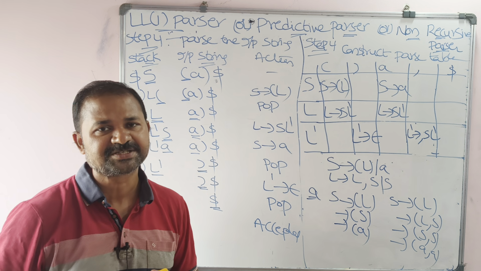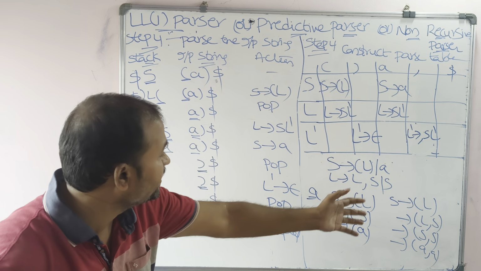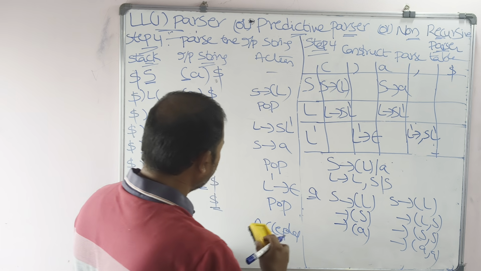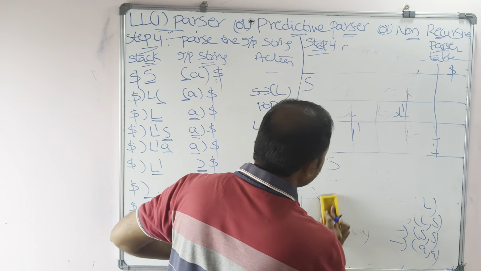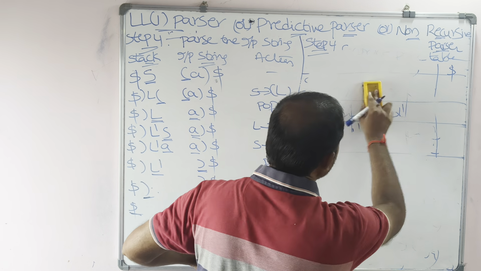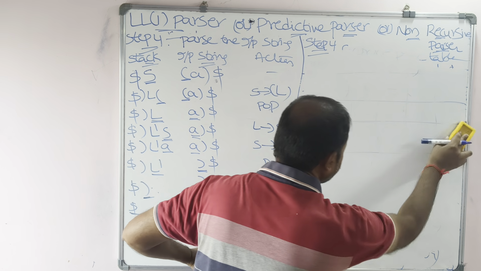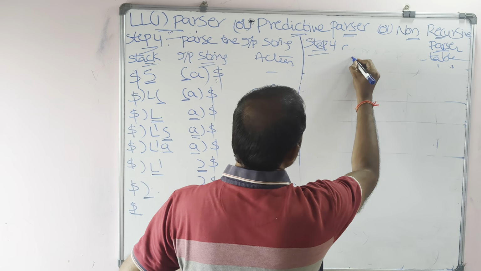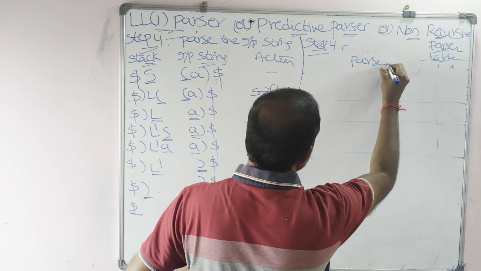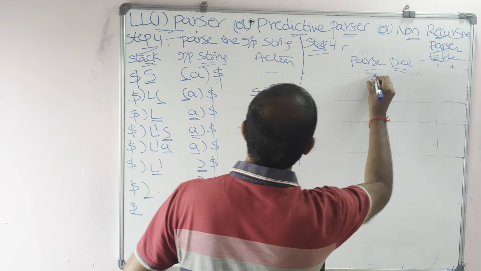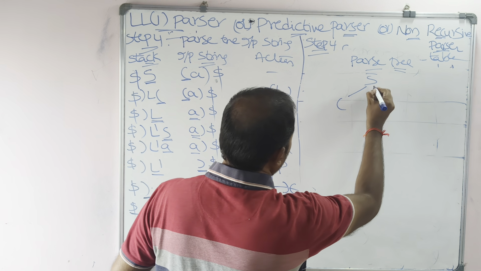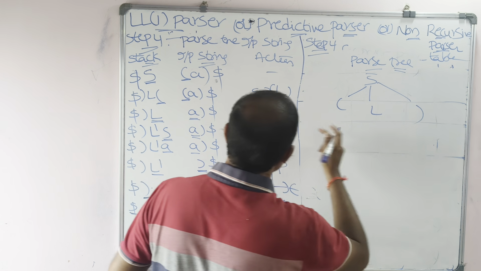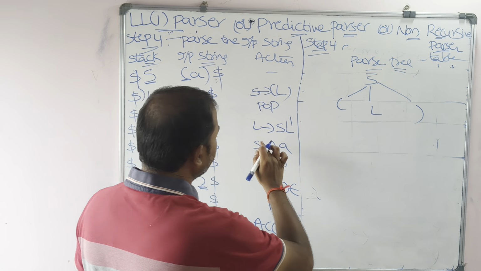Now we have to construct the parse tree based on these actions. Let us construct the parse tree. The parse table is not needed now, these actions are needed. The parse tree can also be called a derivation tree. What is the first action here? S produces left parenthesis L right parenthesis. Next is pop, no need to denote.